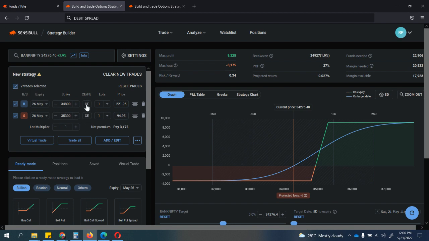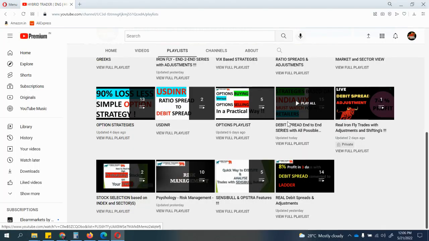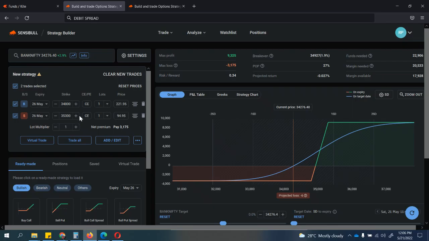Whenever we go for the debit spread, we go for call because we are bullish on the market, right? So we bought 34,800, and then we sold 35,300 by maintaining a 500 gap. We will not be discussing the strike selection because I've explained everything in this series. So this is your debit spread, which has basically 1:3. If you look at the risk to reward, it has 3,000 loss and 9,000 profit.